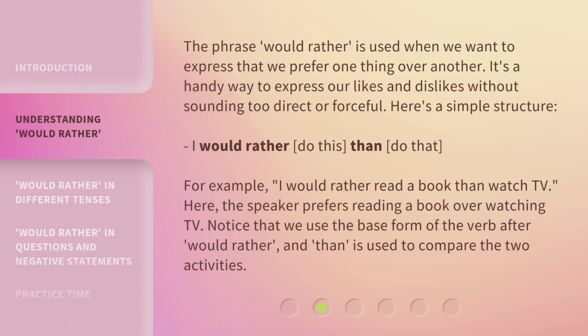The phrase, would rather, is used when we want to express that we prefer one thing over another. It's a handy way to express our likes and dislikes without sounding too direct or forceful. Here's a simple structure. I would rather do this than do that. For example, I would rather read a book than watch TV. Here, the speaker prefers reading a book over watching TV. Notice that we use the base form of the verb after, would rather, and then, is used to compare the two activities.